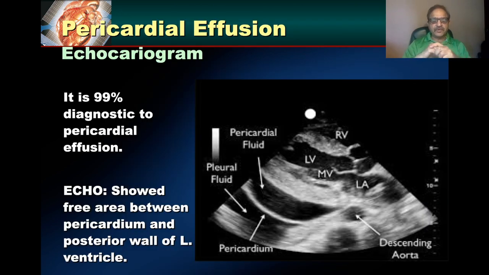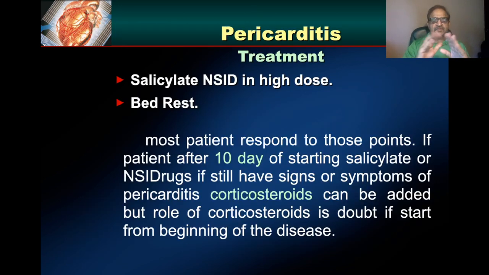Echo is a very important investigation, and you can nicely see in this echocardiogram, parasternal long axis view, there is an echo free space beneath left ventricle, and this is pericardial fluid. And it's very important investigation to diagnose pericardial effusion. The treatment of pericarditis is you give salicylates and bed rest is important, and most of your patients respond to this treatment.